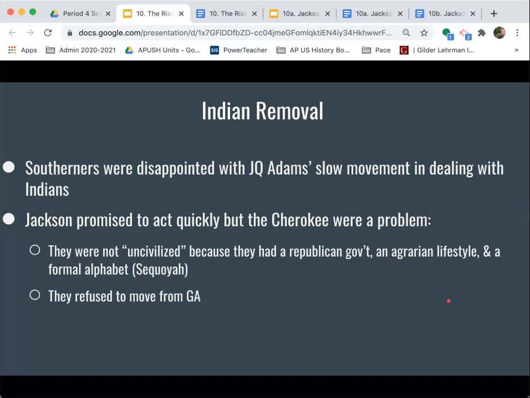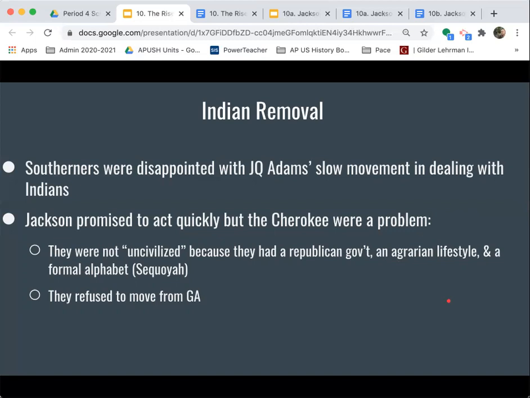And the problem with the Cherokee tribe is they are not "uncivilized." And I put uncivilized in quotation marks because who are we to determine what civilized is and isn't? But they're not uncivilized in the Western sense of civilization because they have a representative government, right? They pick their representatives, a Republican style of government, just like we do. They have an agrarian lifestyle, right? They're not nomadic. They sit, they farm, they've been there for generations. And they have a formal written alphabet. So they check all the boxes for what a civilized society would be, and they refuse to move.